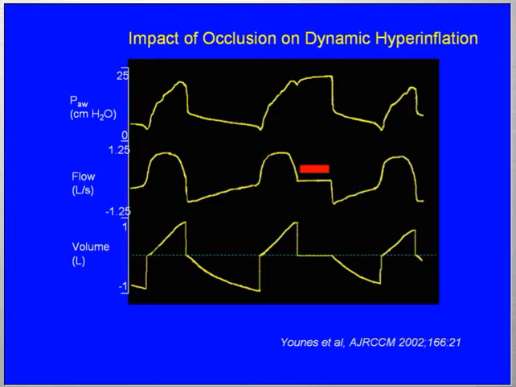So what does that mean? If there's less air coming out this breath, that means the rest of the air is stacked in. In other words, you have dynamic hyperinflation.